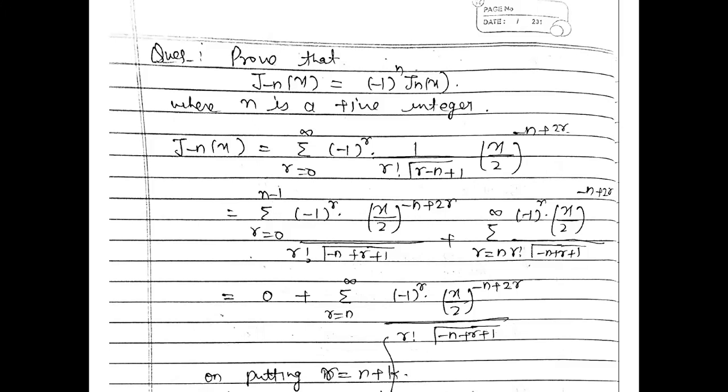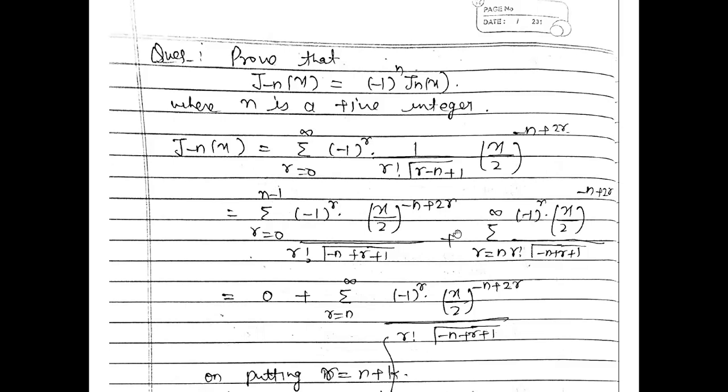So first we need to know the J-n(x) value. So J-n(x) value, we know that summation r is equal to 0 to infinity, (-1)^r upon r factorial gamma(-n+r+1) (x/2)^(-n+2r). That means we need to learn all these formulas, right? Jn(x) value, J-n(x) value. If you remember the Jn(x) value, then you can write J-n(x) easily.